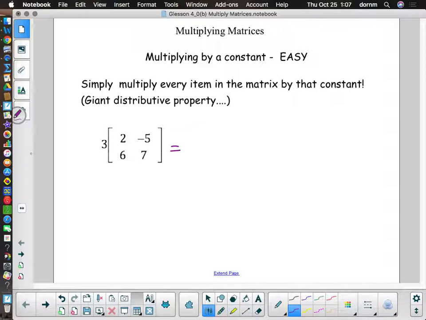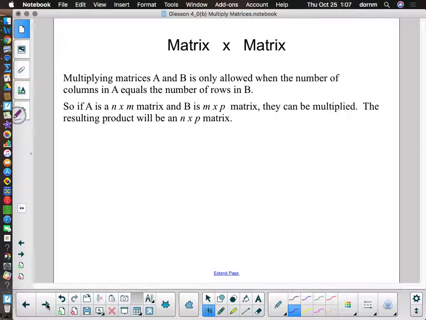Pretty easy to do. Okay, we'll just take 3 times 2 is 6. 3 times -5 is -15. 3 times 6 is 18. 3 times 7 is 21. All right, it doesn't get much easier than that to multiply by a constant. So multiplying a matrix by a constant, I don't think that's really going to require any further explanation. I think you can handle that. We will deal with that in the second half of chapter 4.